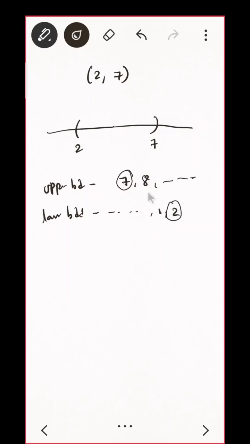Is that clear? Yeah, no issue. What are the maximal and minimal elements, whether they exist or not? What is a maximal element? In the set of upper bounds, is there anyone which belongs to the set?